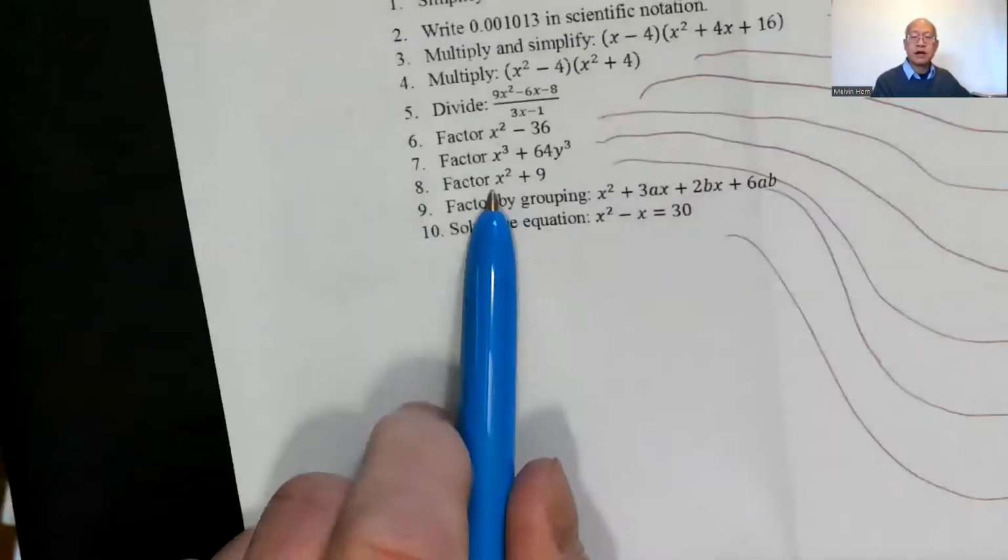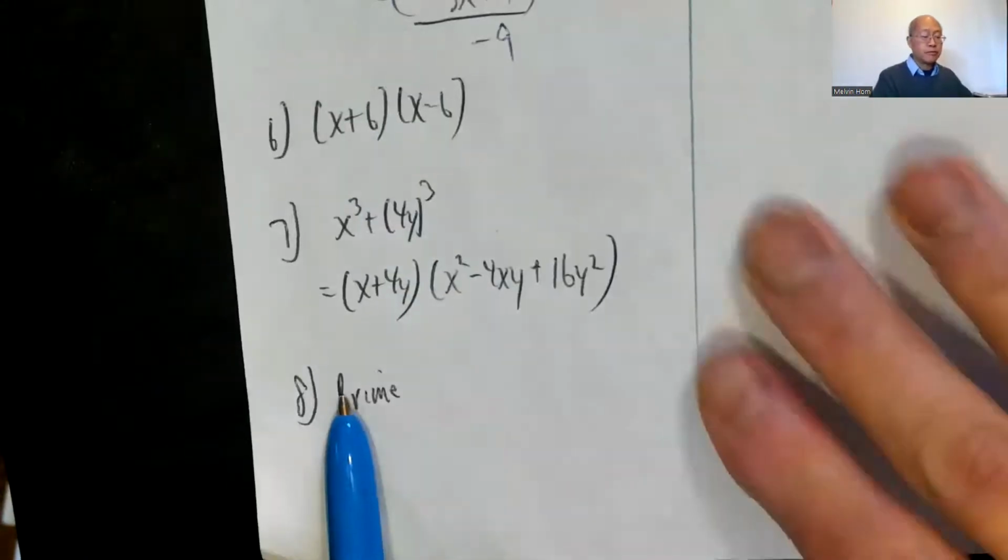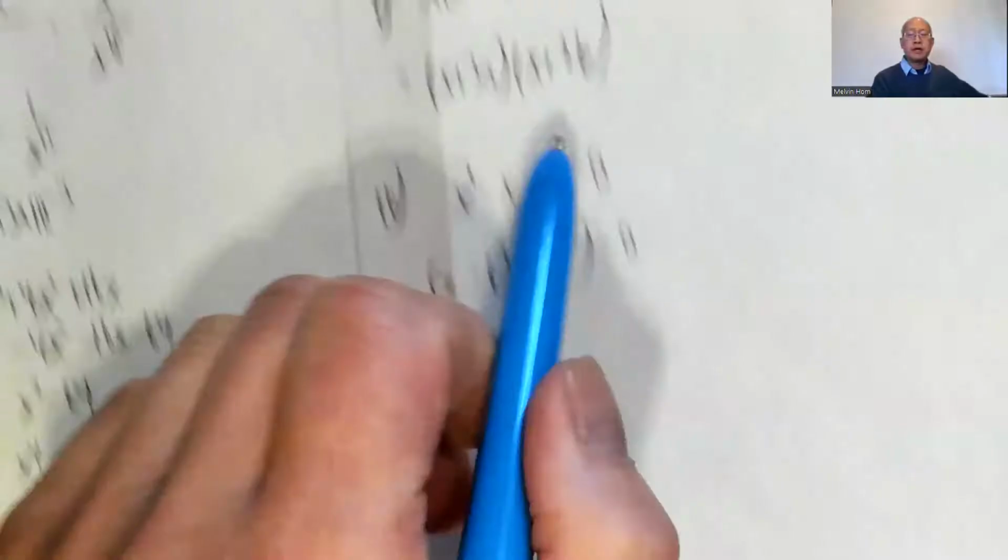Number 8 is prime. It's the sum of squares. You cannot factor x squared plus 9. So that's prime. Number 9, factor by grouping.